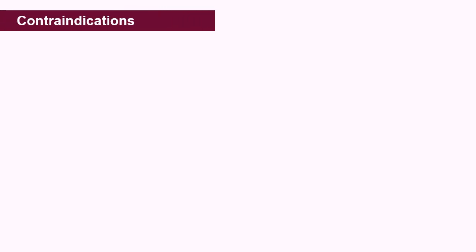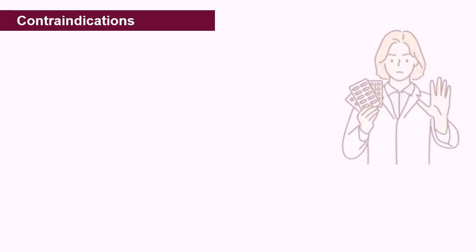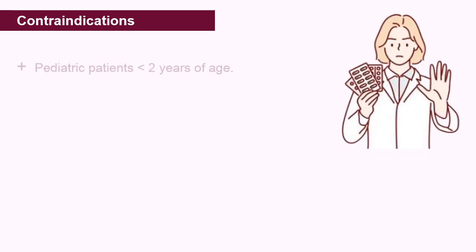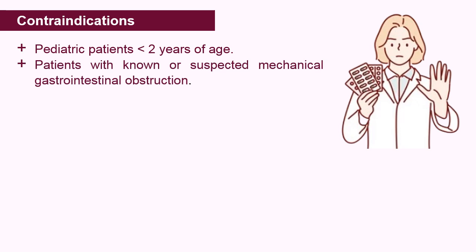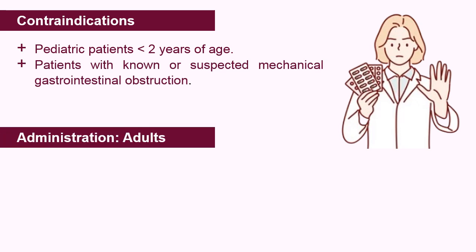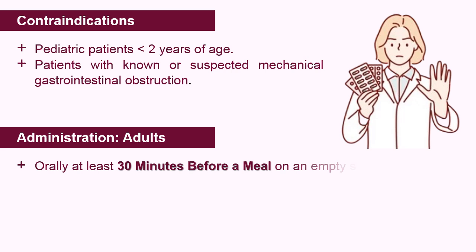Contraindications of linaclotide. Use of linaclotide is contraindicated in pediatric patients less than 2 years of age and patients with known or suspected mechanical gastrointestinal obstruction. Administration of linaclotide in adult patients. Linaclotide is administered orally at least 30 minutes before a meal on an empty stomach.